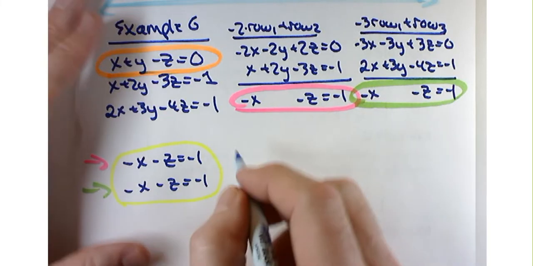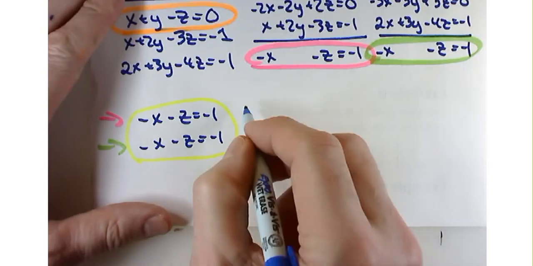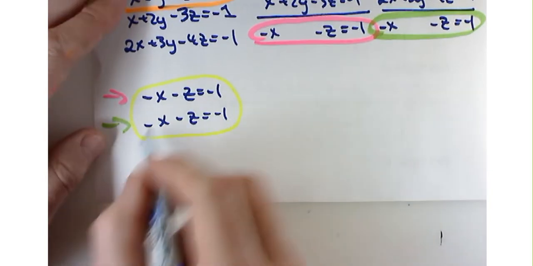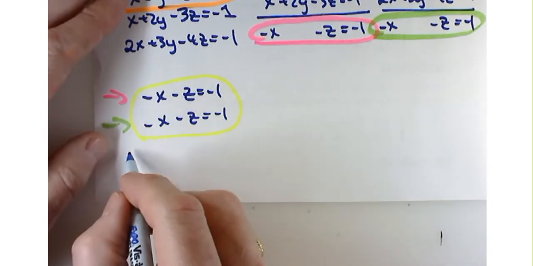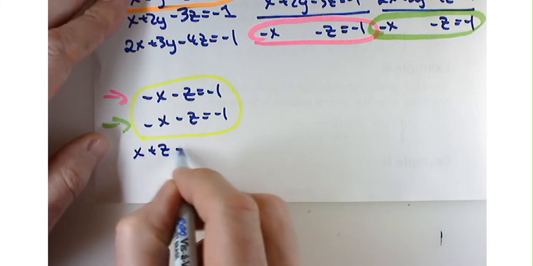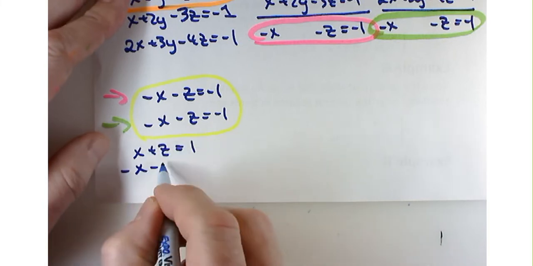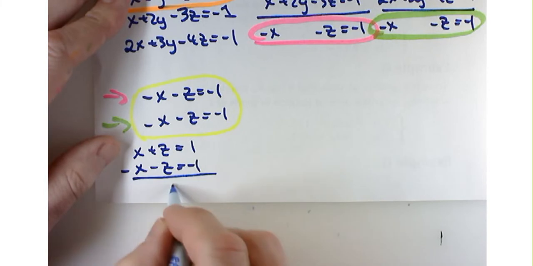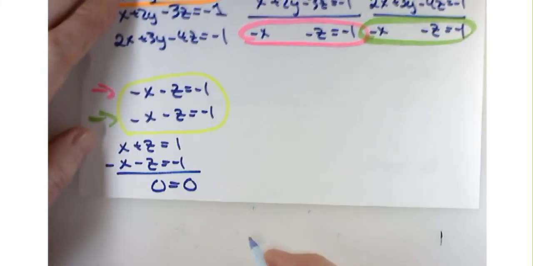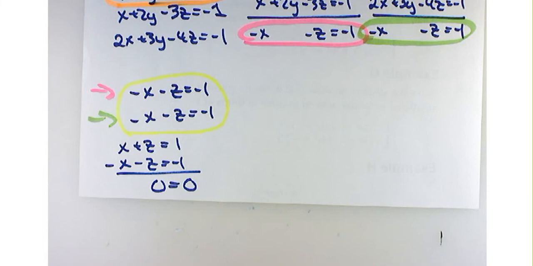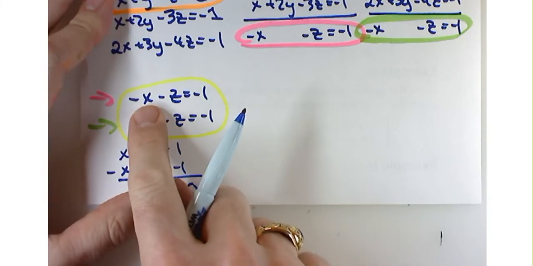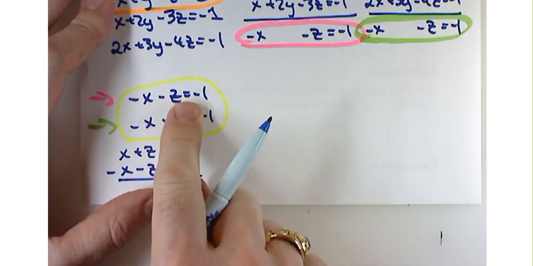If you try to solve this, say by the addition method, multiply the top row by negative 1, you get x plus z equals 1. Added to negative x minus z equals negative 1, you'll end up with 0 equals 0. You know that's true, but it doesn't really get us anywhere. It just tells us that it's a dependent situation. So here's what we're going to do. We're going to solve for x in terms of z.